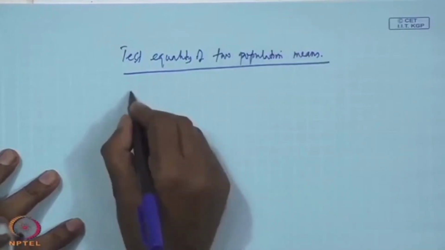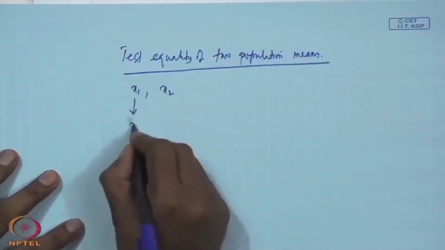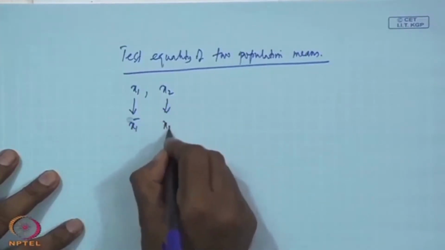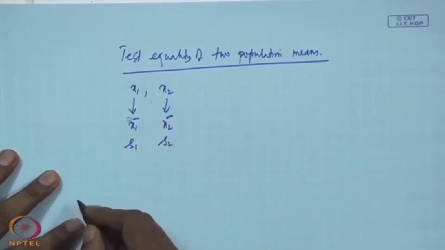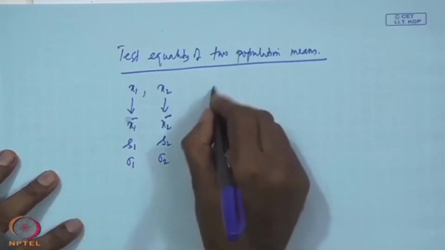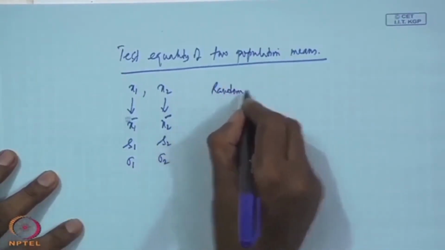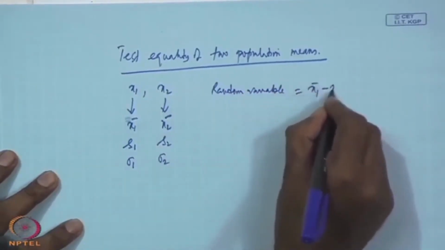There are two variables x1 and x2 and you computed x1 bar and x2 bar. You also computed S1 and S2. You may know sigma 1 and sigma 2 depending on the situation. You have created a random variable which is x1 bar minus x2 bar.